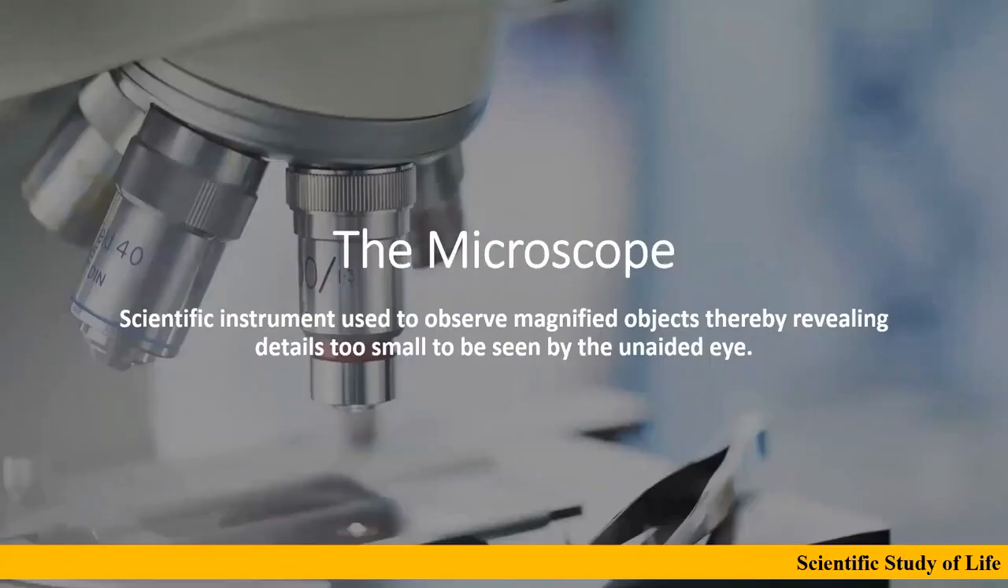The microscope. It is a scientific tool or instrument that is used to observe magnified objects, that enables scientists to see small details or smaller details that couldn't be seen by the unaided eye.